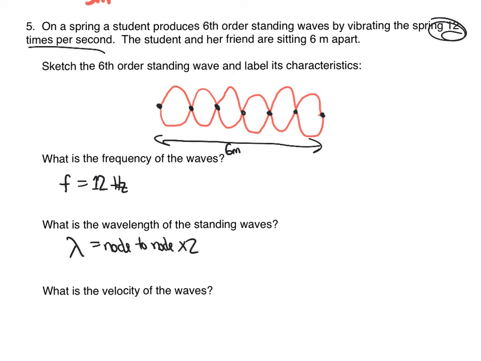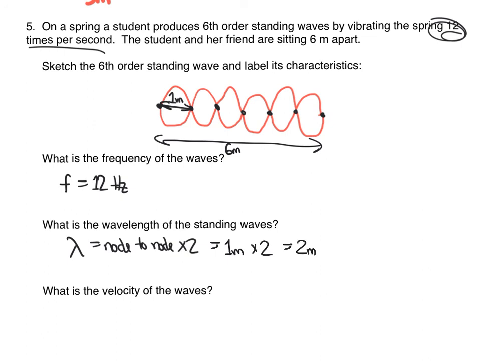So if we find node to node distance, which would be maybe here, well, if this is 6 meters across, and one of those sections would be 1 meter, right? It's that easy, everybody. So let's mark that on there, 1 meter, because this would be a meter here as well, a meter, a meter, a meter, a meter for 6 meters total distance. So one section is going to be a meter. So that means our wavelength is going to be 1 meter times 2, or 2 meters.